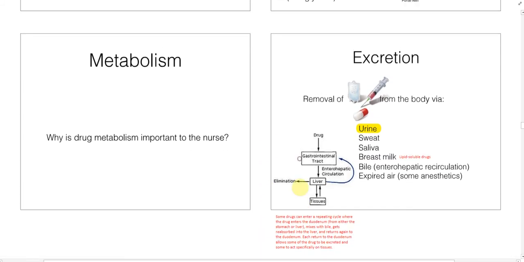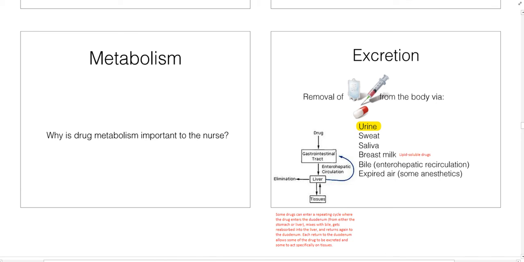Okay, excretion. So drugs are excreted through the body via many mechanisms. They can come out through urine, sweat, saliva, breast milk, bile, through enterohepatic recirculation, or expired air, which can occur with some anesthetics.